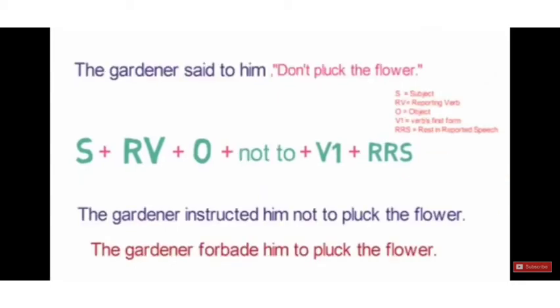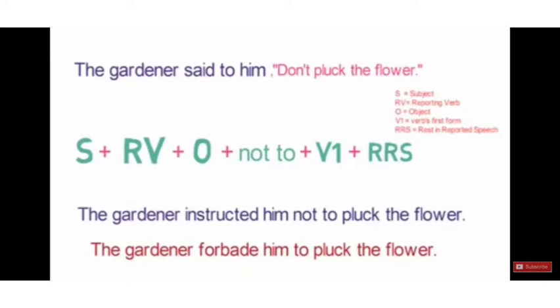Students, let's watch this example. The gardener said to him, don't pluck the flower. Here the reported speech is in negative form. So the structure will be like this: subject plus reporting verb plus object plus not to plus verb first form plus remaining part in the reported speech. Following the structure, the result would be: the gardener instructed him not to pluck the flower. Said to will be converted into instructed as per the rule and sense of the given sentence.